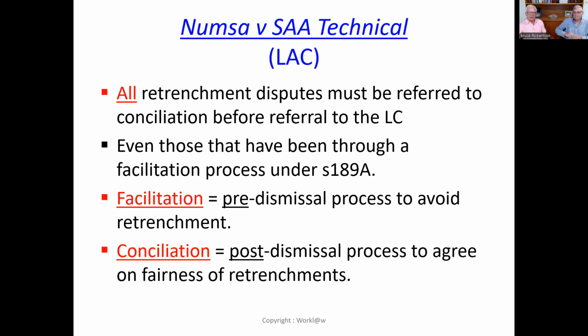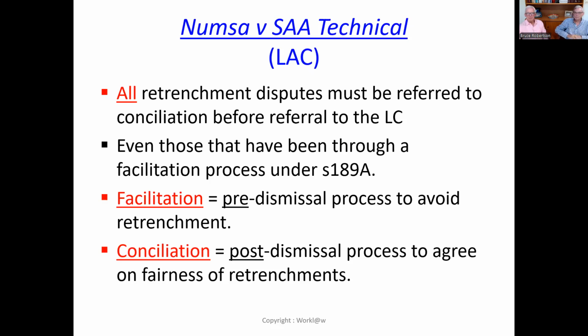Yeah, but I mean, the Labour Appeal Court did make the point of the difference between the two, didn't it? Yeah. So facilitation is a pre-dismissal process to avoid retrenchment. Conciliation is a post-dismissal process to agree on fairness. They're 2 different inquiries.